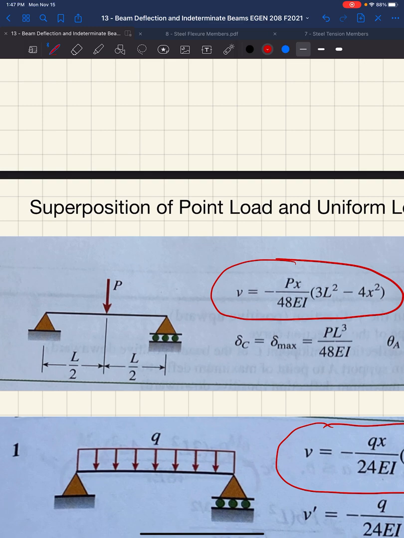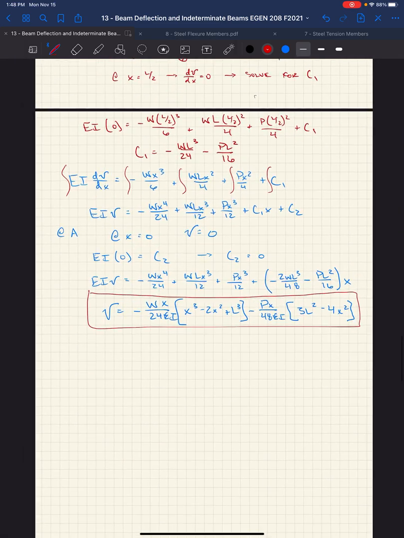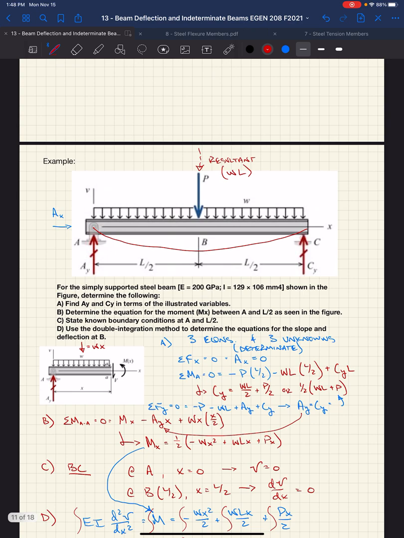So you can see how superposition can be very powerful. You don't have to go through double integration, evaluate constants and all this stuff. If we have the ability or the intuition to look at a problem and break it into more simplified parts, we can add those parts together and come up with a final solution, the same as going through the longhand method.